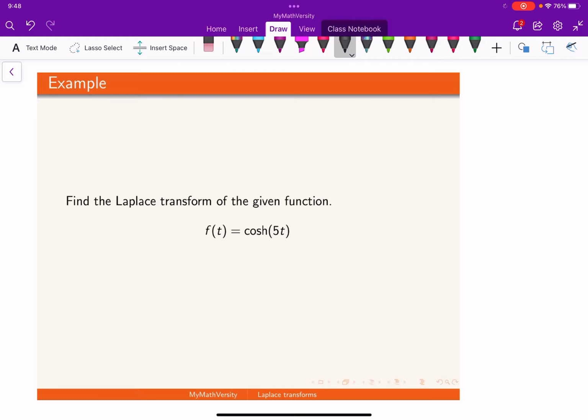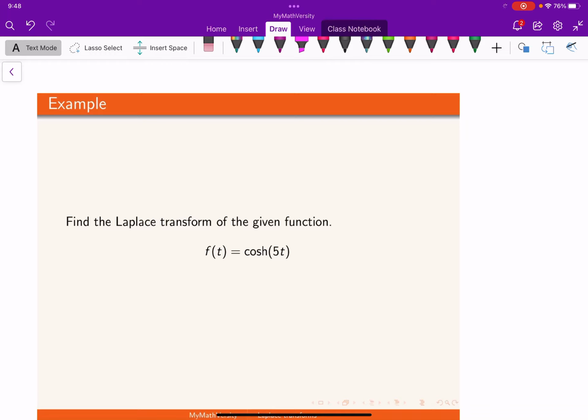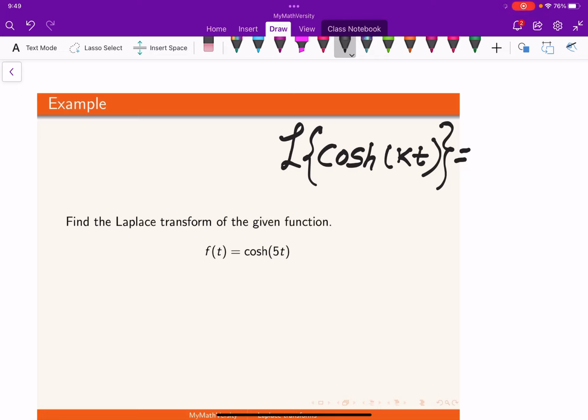So if we look into the table of Laplace transforms, there is a function given which is hyperbolic cosine. So we have given there a hyperbolic cosine of k times t. So hyperbolic cosine is composed with k times t. So that's the function we have given, and its corresponding Laplace transform is given as s over s square minus k square. So that's what we have given.